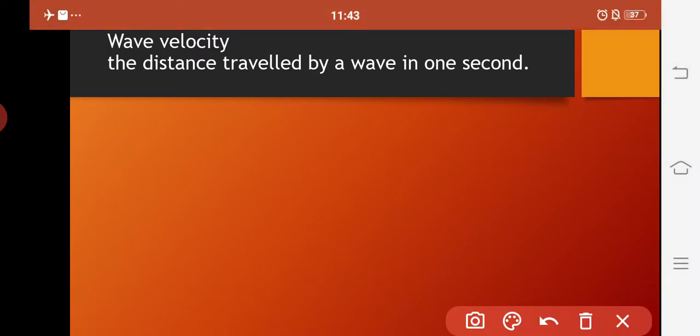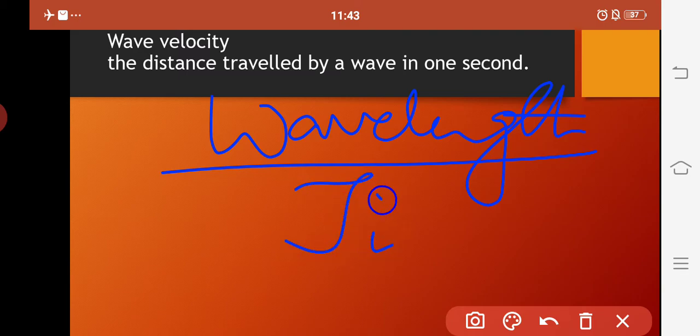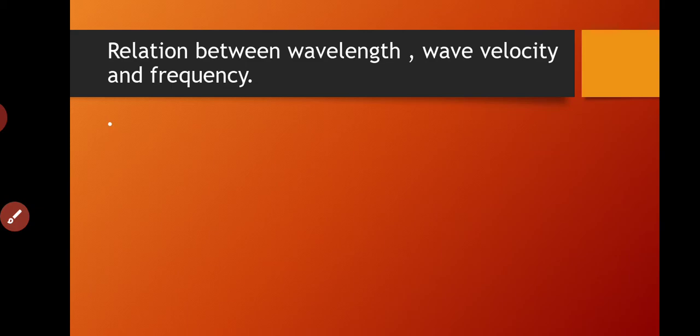The next is, what is wave velocity? We know the terms velocity and speed. It was the distance per unit time. Therefore, what is wave velocity? Here, the wave velocity is defined as wavelength per unit time. Wavelength per unit time is wave velocity. Is that clear? Now, what is the relation between wavelength, wave velocity and frequency?